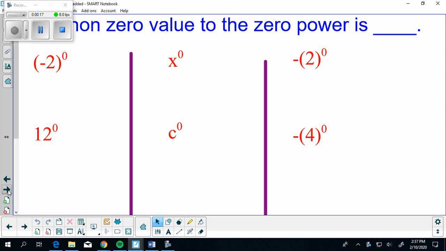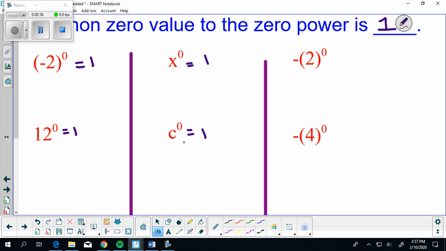All right, so anything raised to the 0 power is 1. So I'm going to put a 1 right here. Each of these, because that one is in a parenthesis, is raised to the 0 power. That's 1, this is 1, this is 1, and that was 1. The base is raised to a 0 power, so it's 1.